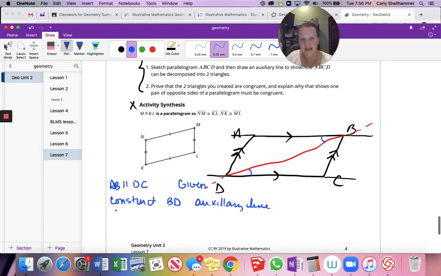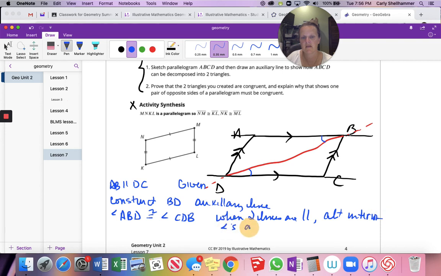I can say that angle ABD is congruent to angle CDB because when 2 lines are parallel, the alternate interior angles are congruent. Cool? All right, now I'm going green.